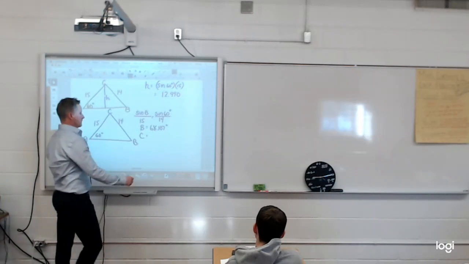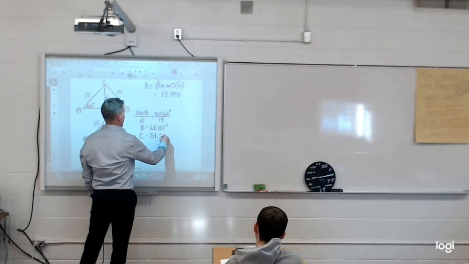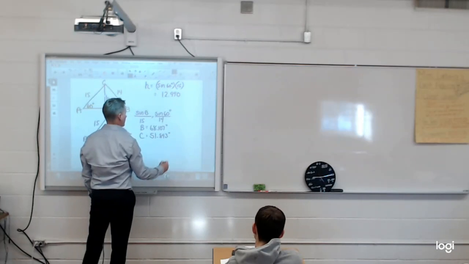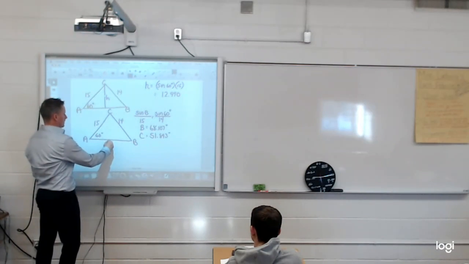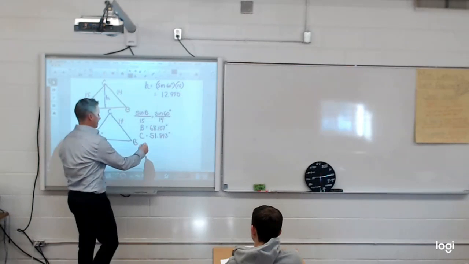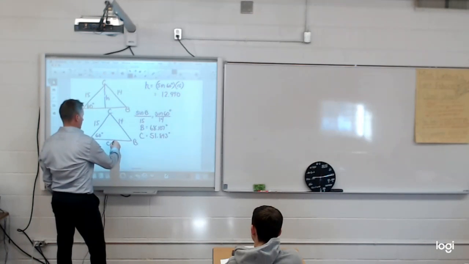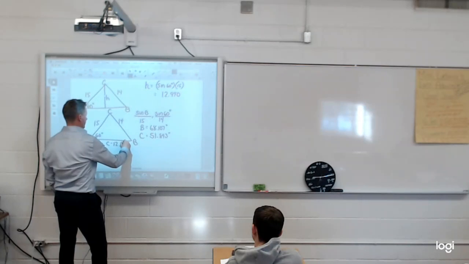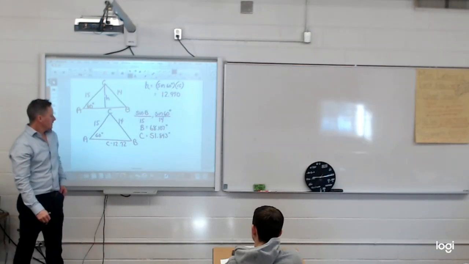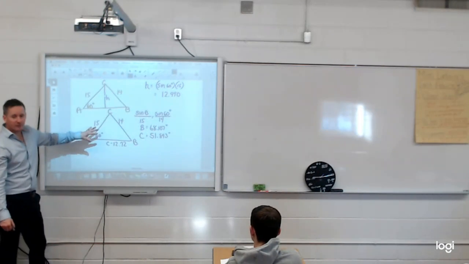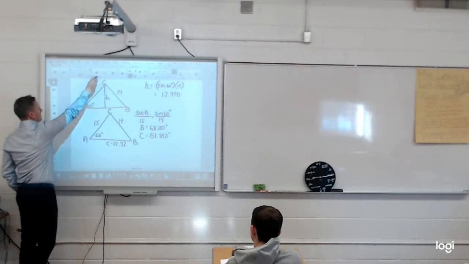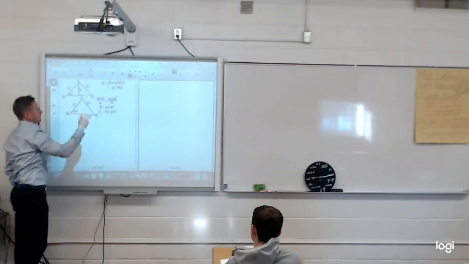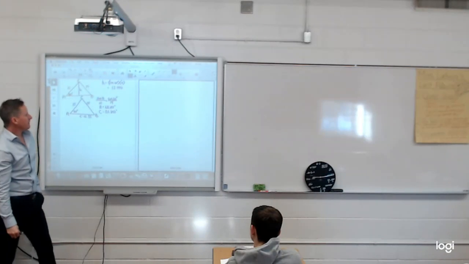51.893 degrees. All right, and now that we know what C is, we can find out what little c is. 12.72. Okay. So there's my first triangle. That's triangle number 1. Triangle number 2.